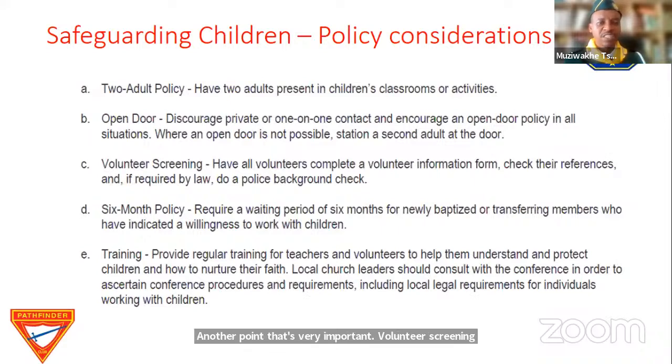And I want to just say, have all volunteers complete a volunteer information form, check their references, and if required by law, as we have now already emphasized, do a police background check. Ensure that leaders have a police clearance.